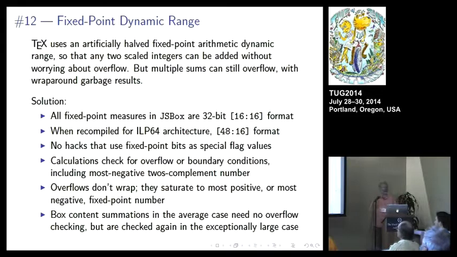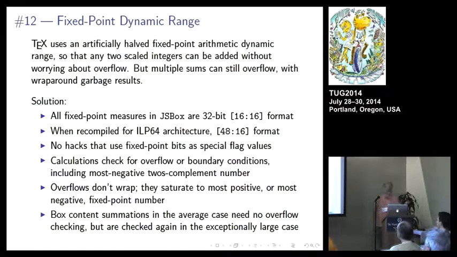Fixed point, as everybody knows, TeX dynamic range is half of what you can put in a 32-bit integer so that you can add any two numbers and not worry about overflow, but that's kind of a hack. And then there are some egregious hacks in the code where he inserts bits into a floating point value so he doesn't have to have an extra argument in a subroutine, and so I've gotten rid of all that stuff. You can recompile this in ILP64 and you'll have a 48.16 format, and it'll all be exactly the same mathematics, except there won't be an overflow.